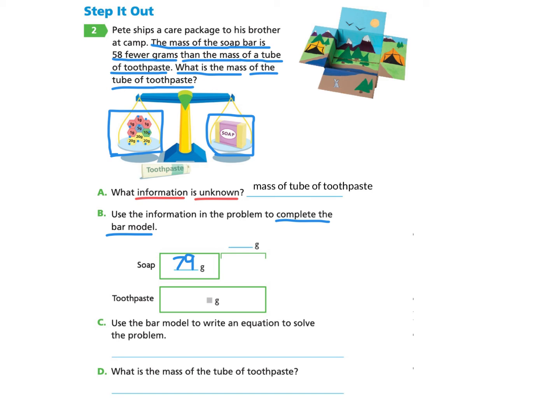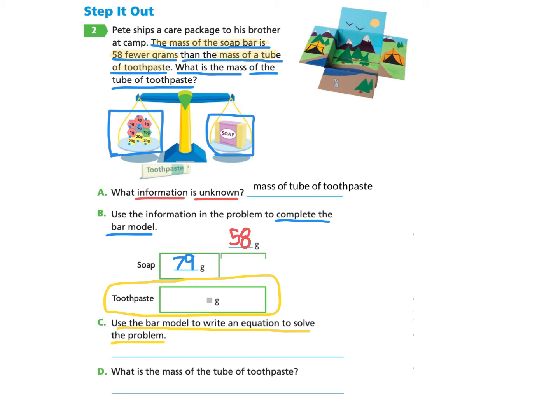When we go back into the problem, we see that the mass of the soap bar is 58 grams fewer than the mass of the toothpaste. So we can write 58 grams here because we know it is 58 grams fewer than the tube of toothpaste that's right here. So now we can use the bar model to write an equation to solve the problem.